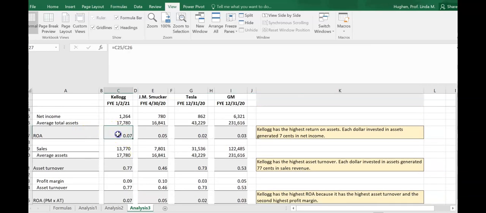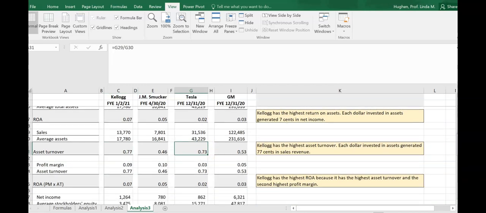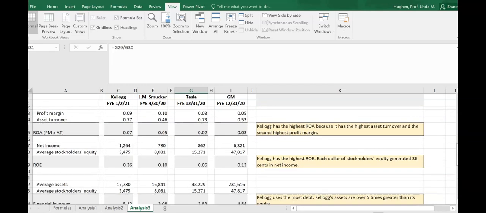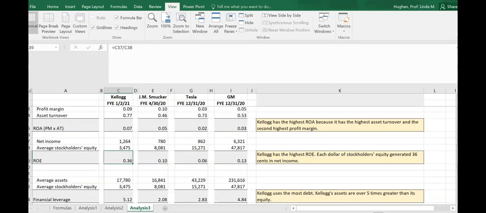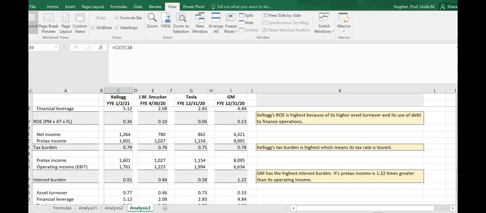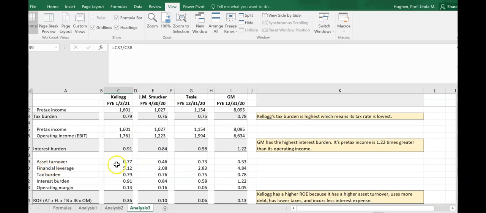ROA: we can see that Kellogg had the highest ROA at 7%. Kellogg had the highest asset turnover, followed next by Tesla. Kellogg by far had the highest ROE. We see how ROEs range from 6% for Tesla up to 36% for Kellogg. And then we look at the components of ROE, shown here.